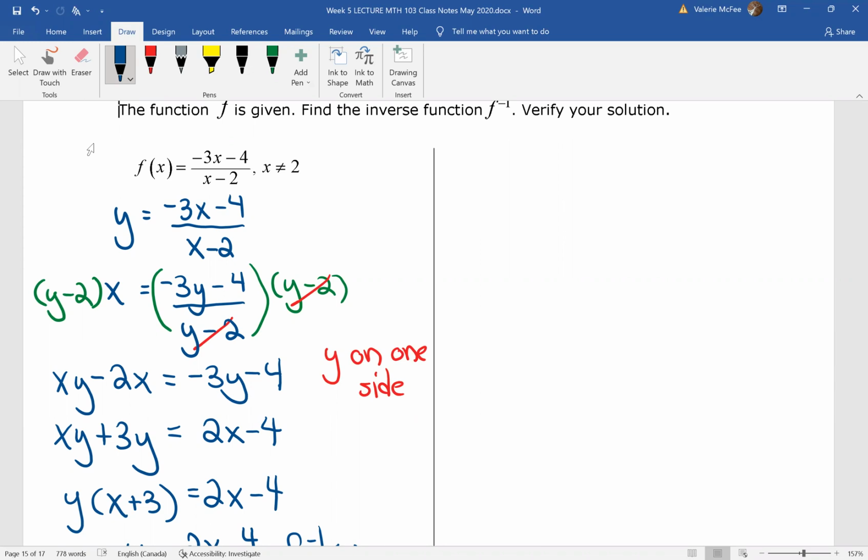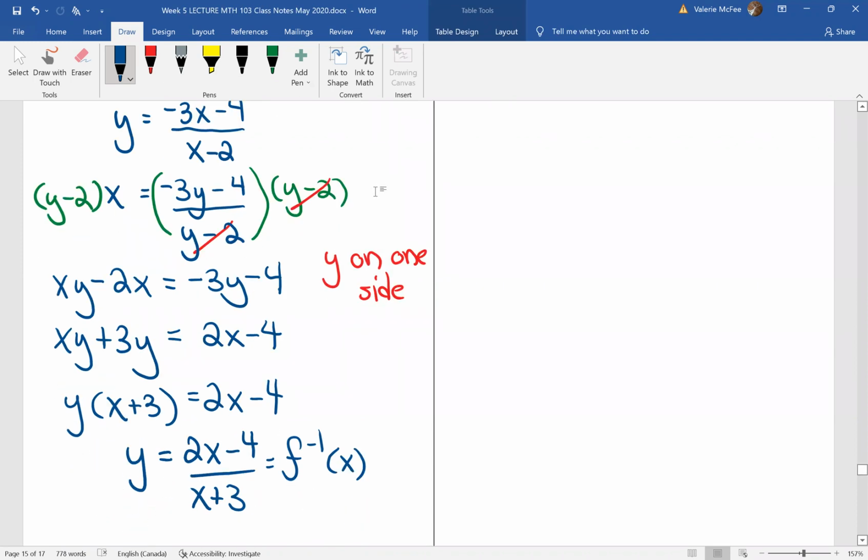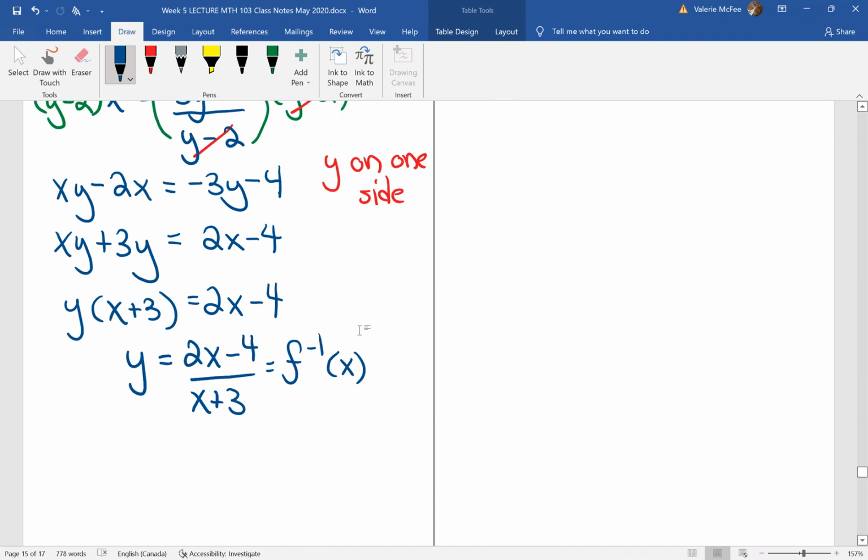So the first thing you did was change f of x to y, and then x and y switched places. We got rid of our denominator. We gathered all of our terms with y on one side, our terms without y on the other side. We opened the brackets, found y is common, and then we divided by that factor of x plus 3 and found our inverse function.